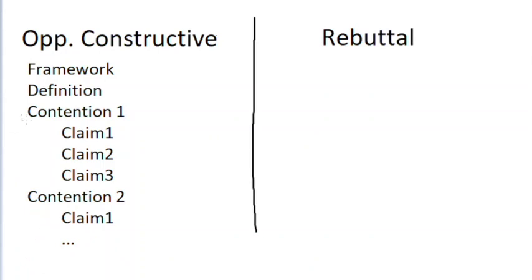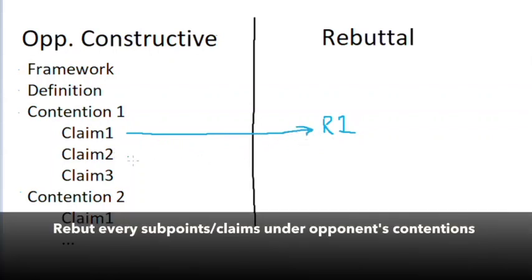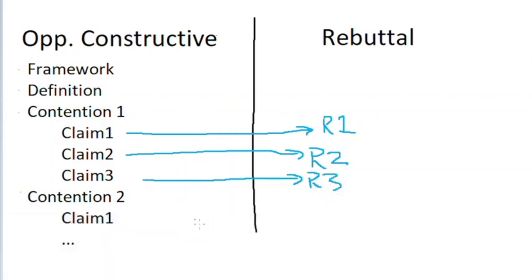Ideally, you can record all of your opponent's case, which involves their framework, their definition, all of their contentions, and the following claims. And on the other hand, your rebuttal should have a similar structure as their case. Ideally, for each of their claims, you can come up with one rebuttal refuting that claim. So in the end, your rebuttal speech should look something like this on your flow sheet.